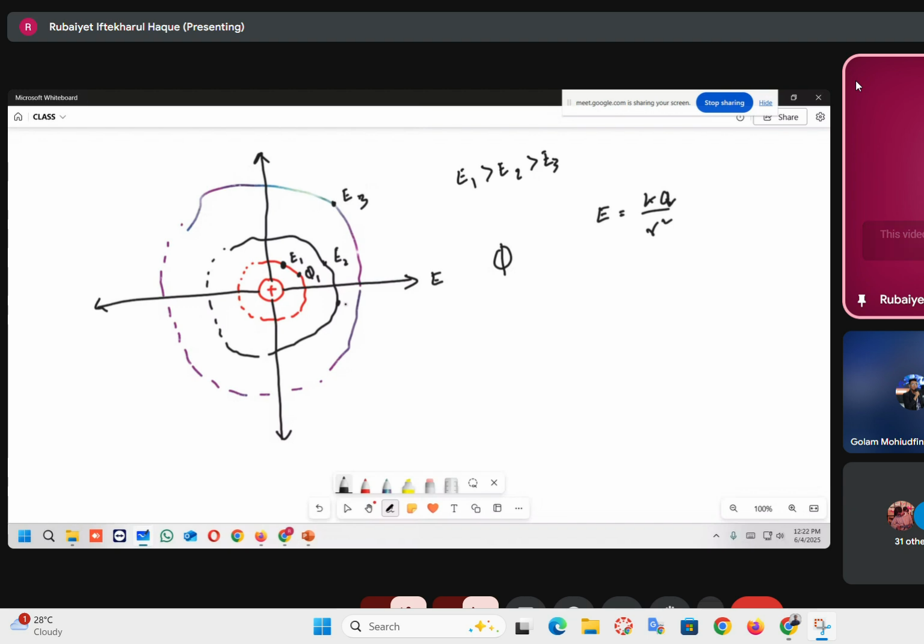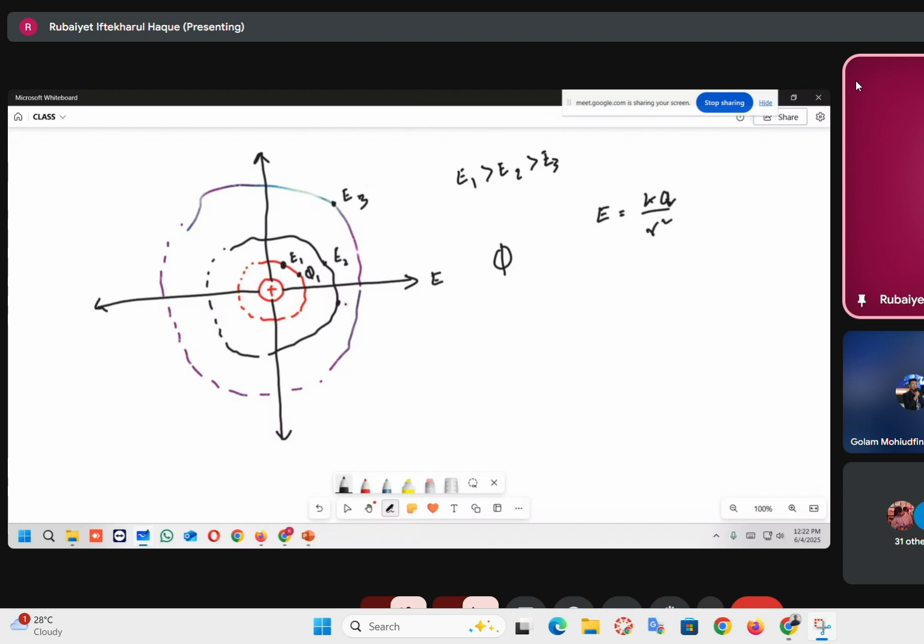এই ক্ষেত্রে the both are equal. Phi 1 equals phi 2 equals phi 3. All are the same. Why? Because it only depends on the charge it encloses, not on the radius. So it does not matter what the radius is.